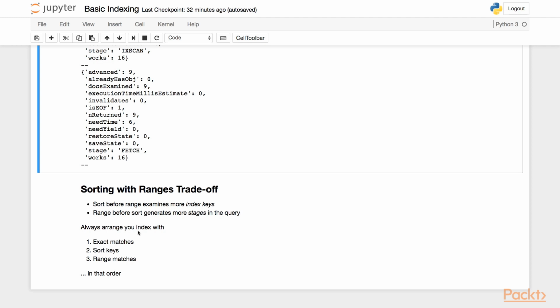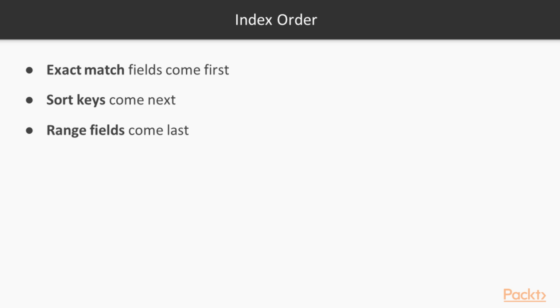The way that this trade-off works is that if you put sort before range, then you're going to have to examine more index keys. Your range could have been more selective, and then you'd have a smaller number of documents to examine, but it would mean that you'd have to have a separate sort stage, and you really want to avoid that. So if you put your range before your sort, you would end up with more stages, so we want to avoid that, so we'll do our sort before our range. So once again, your exact match fields come first, followed by your sort keys. Finally, your range fields come at the very end of your compound index.